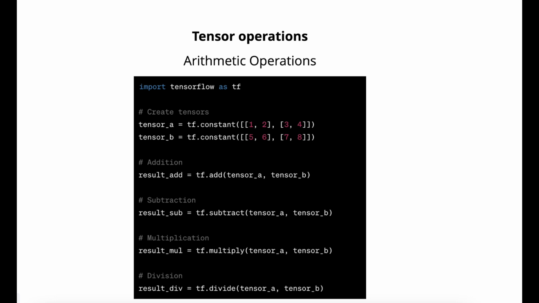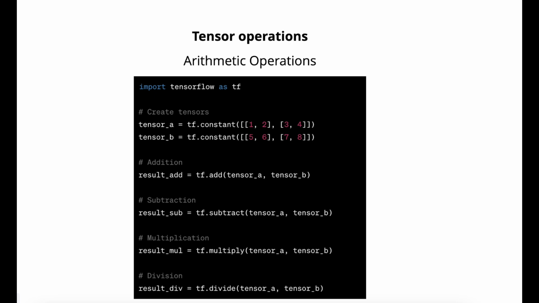Here is an example where I'm importing TensorFlow as tf. You create two tensors, tf.constant 1, 2, and 3, 4, and then tf.constant 5, 6, and 7, 8. A result add is tf.add tensor A and tensor B. A result sub equal to tf.subtract.